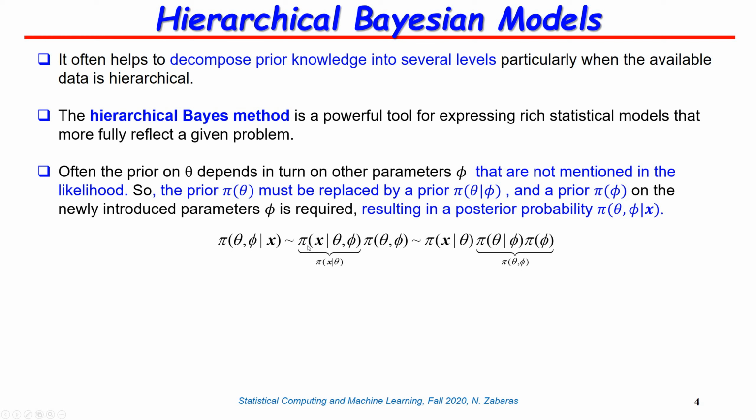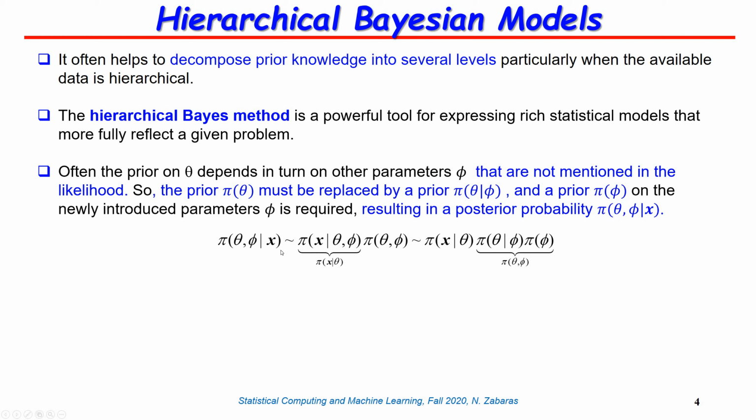This is my joint prior times my likelihood. But remember that my data X depend on theta, which depends on phi. So if I know theta, I don't need to know what phi is to define my data X. So really, my likelihood is only a function of theta.